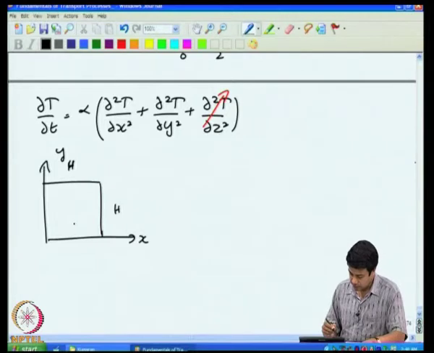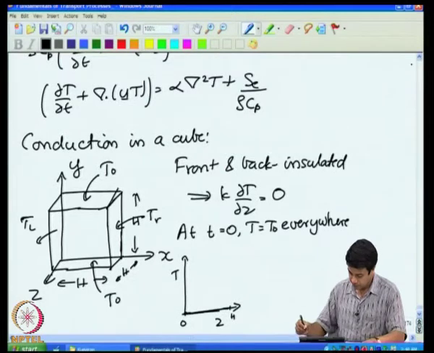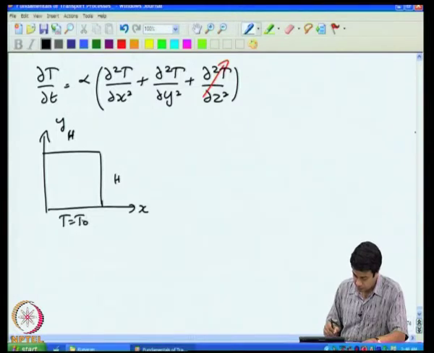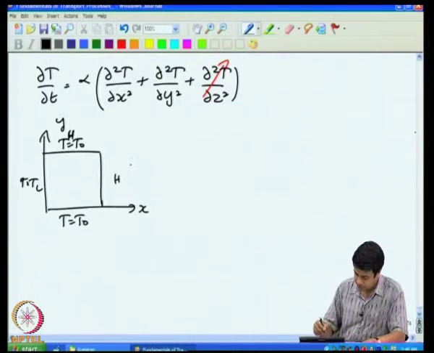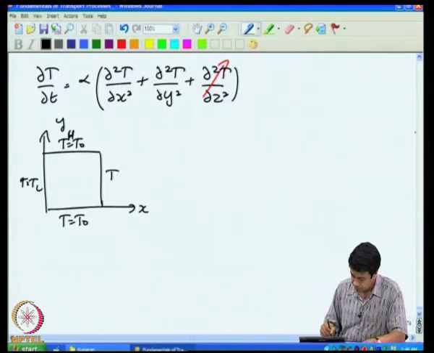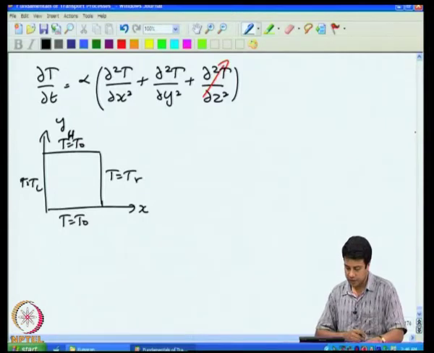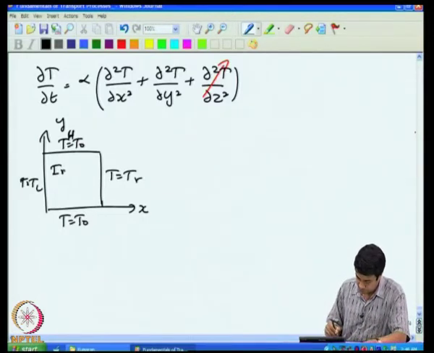Two-dimensional problem x y on a square of side h, where on the top and bottom faces I have T is equal to T naught, T is equal to T L on the left face, and on the right face T is equal to T R, the temperature on the right face. And I have to solve this problem. Initially, at time t is equal to 0, T equals T naught.